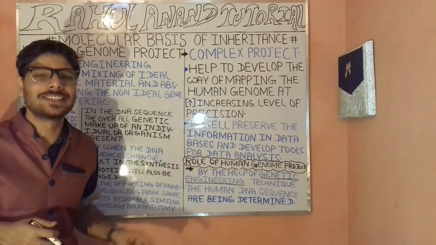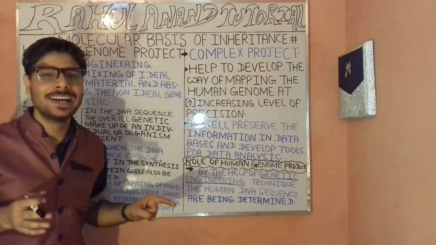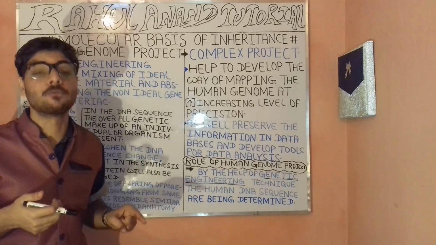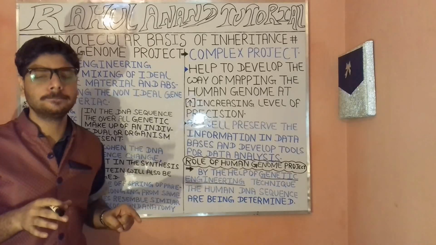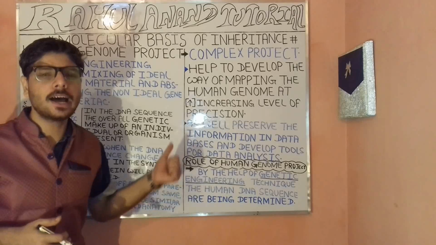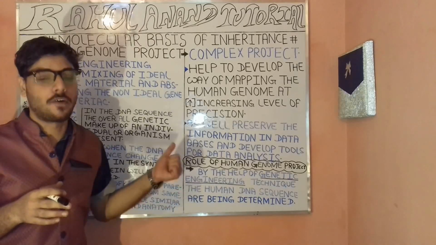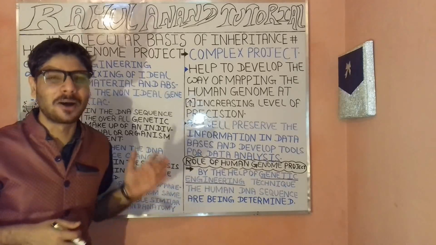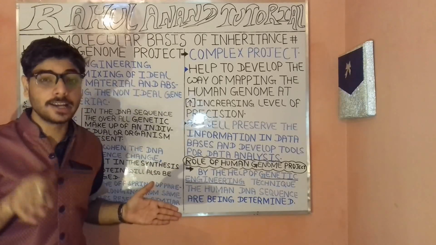So when we are talking about the DNA, what will it have? It will have the specific protein in it. In terms of the DNA sequences, we will have the overall genetic makeup of our organism. And when there is a change in the genetic sequence, literally what will happen?